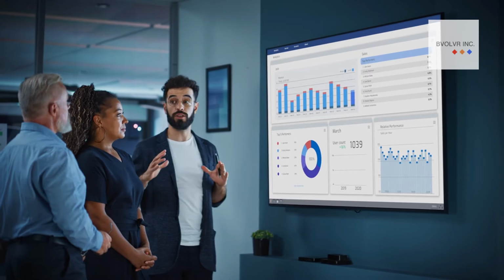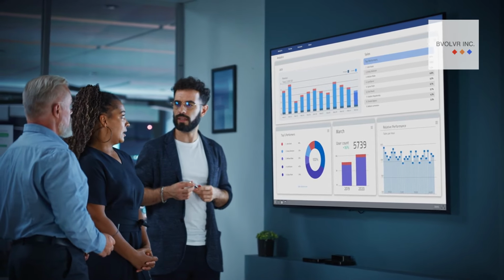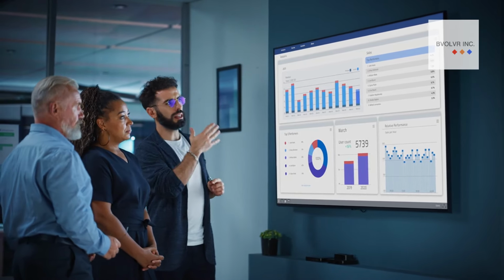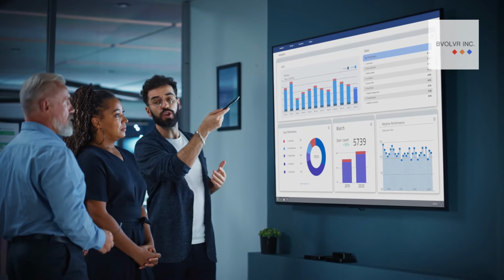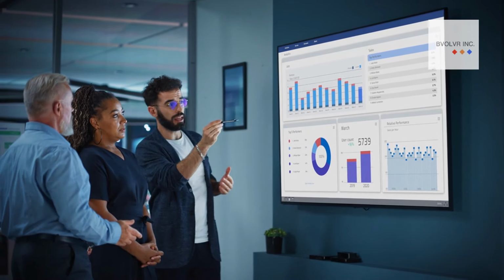This is where the rational decision-making model comes into play. This model is a systematic approach to decision-making, which assumes that decision-makers are rational beings who aim to maximize their outcomes by carefully analyzing all available information.